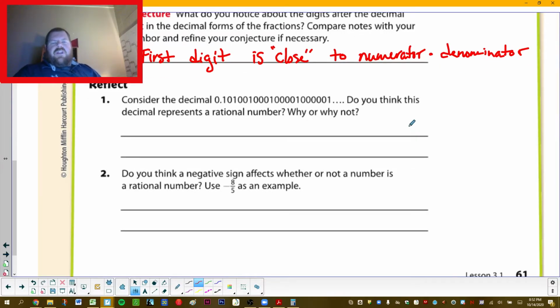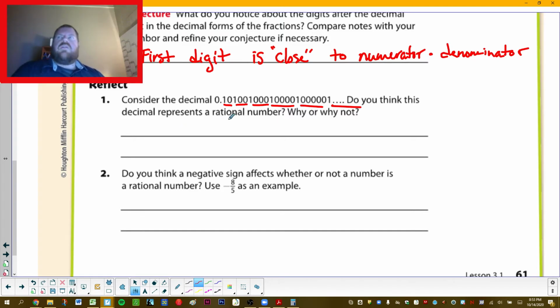Okay, a couple reflection questions. I do encourage you to think about these independently before I just go over them, because they kind of make you think a little bit. This first one, consider the decimal 0.10101000100000, and so on. Okay, so we kind of see what's going on here. We have 10, 100, 1,000, 10,000, 100,000, and this would probably be a million over here. Okay. So do you think that this represents a rational number?